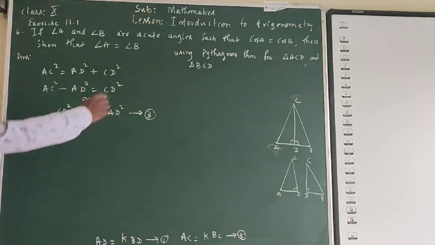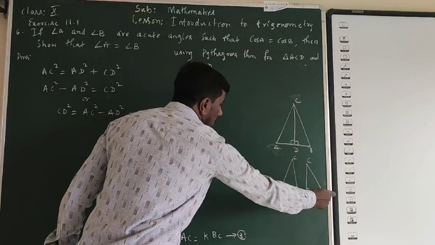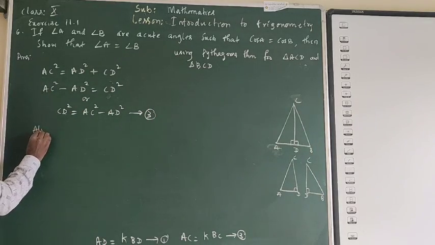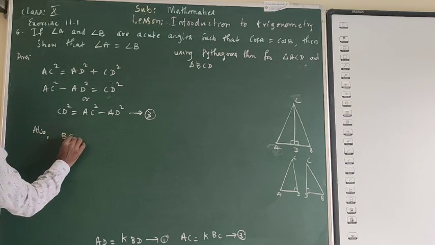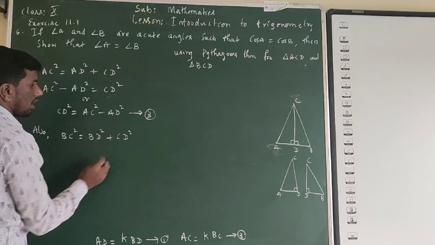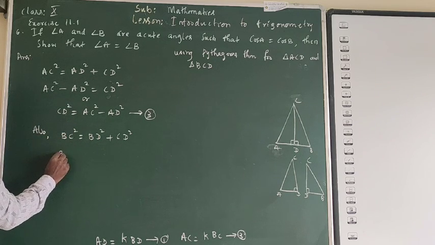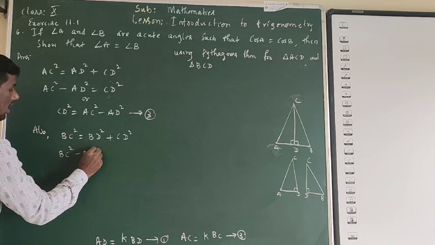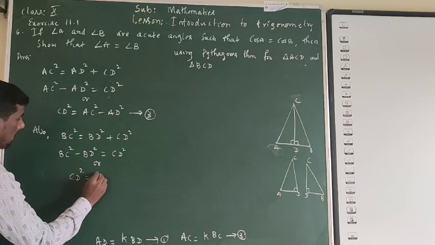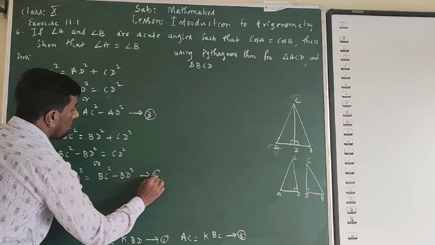Now, similarly for the triangle BCD, BC square is equal to BD square plus CD square. Correct? Again, I am bringing BD to this side. So BC square minus BD square is equal to CD square, or CD square is equal to BC square minus BD square. Call this equation 4.